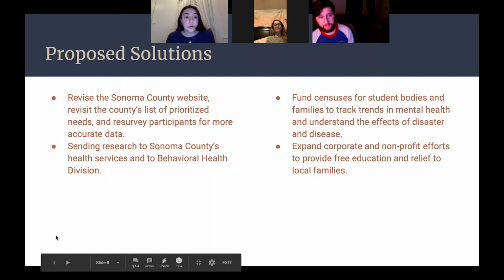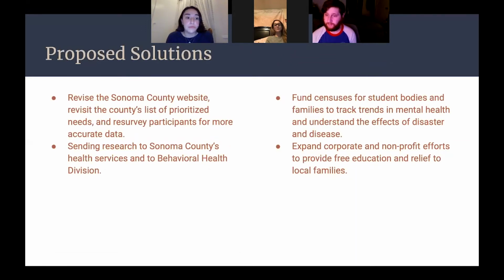This now leads us to our proposed solutions, the first being to revise the Sonoma County website and to revisit the county's list of prioritized needs to see if those needs are still as important or if they need to be switched around, and to resurvey participants for more accurate data. We saw that the statistics we were analyzing were from the years of 2005 to 2011, so we want to get that more up to date.